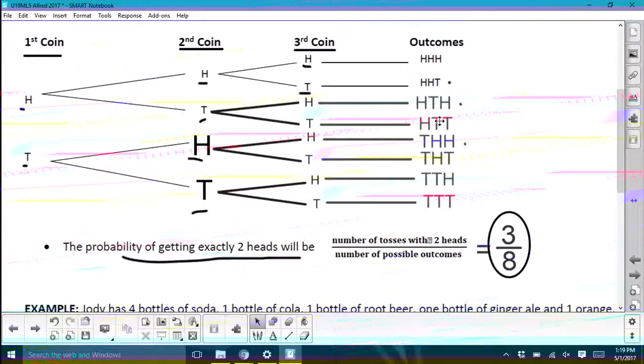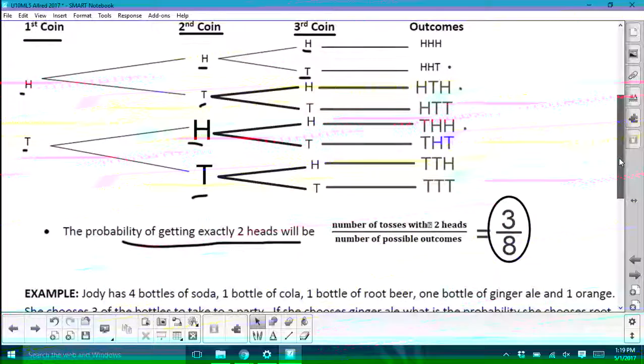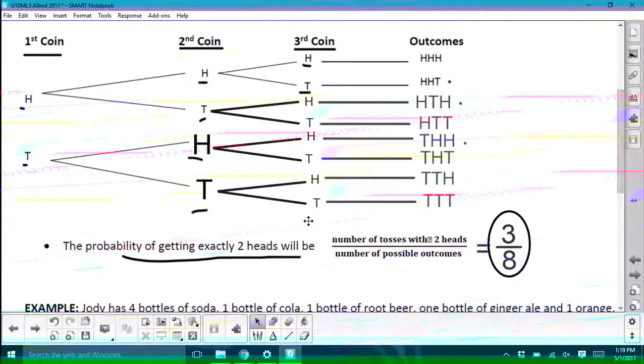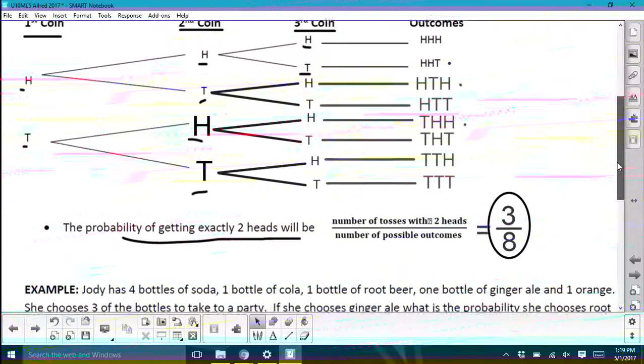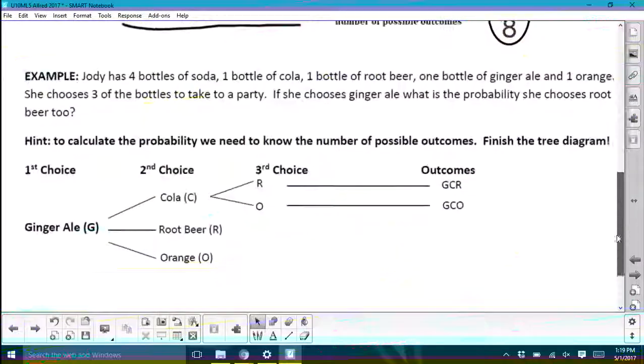1, 2, 3, 4, 5, 6, 7, 8. So there's a 3 out of 8 chance that if I toss a coin 3 times, I get heads exactly twice. 3 out of 8 chance. Okay, we just made our first tree diagram together. Congratulations. Okay, here is another example.